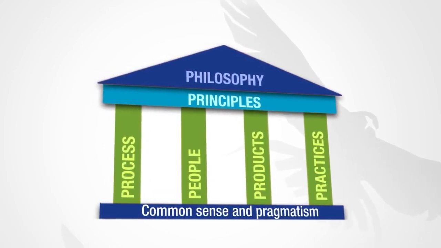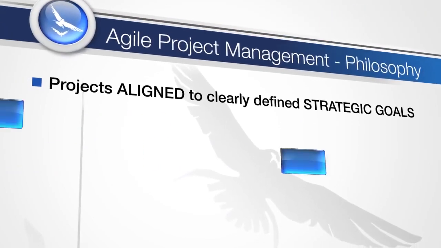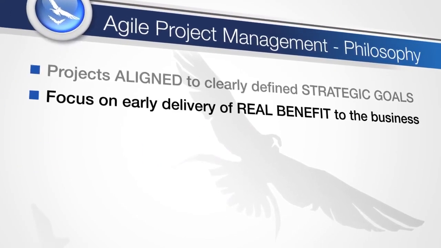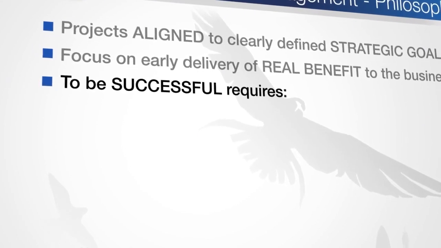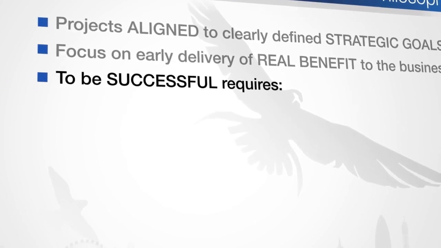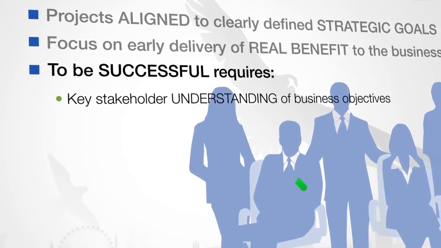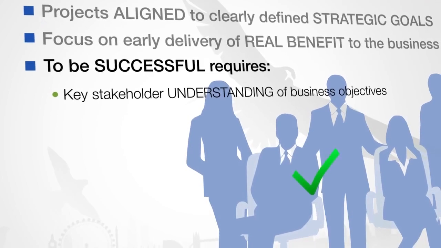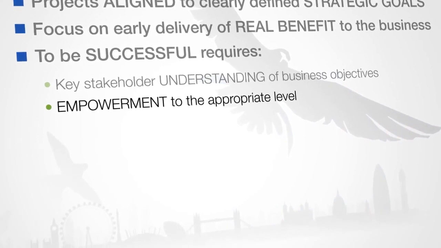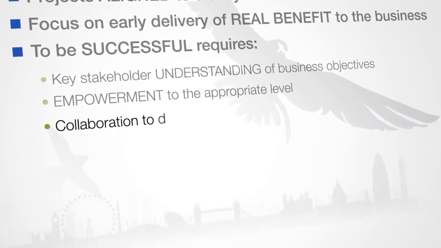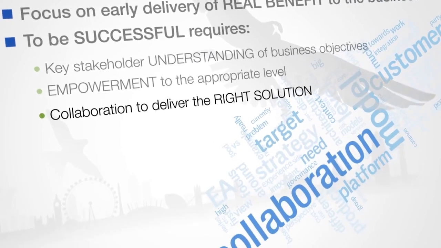The Agile Project Management philosophy is that any project must be aligned to clearly defined strategic goals and focus on early delivery of real benefits to the business. It's vital that stakeholders buy into the philosophy. The key stakeholders, including the business and technical representatives, need to have a good understanding of the business objectives for the project. The solution development team needs to be empowered to take decisions about the development. There needs to be a great deal of collaboration between all stakeholders to ensure the solution meets the business needs.